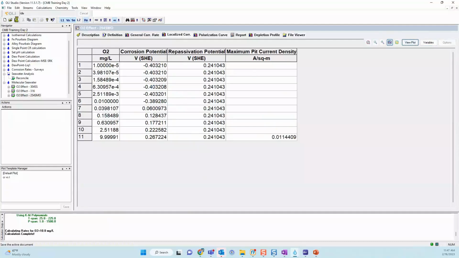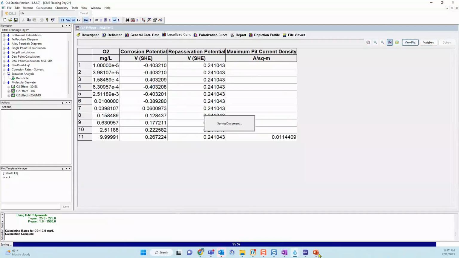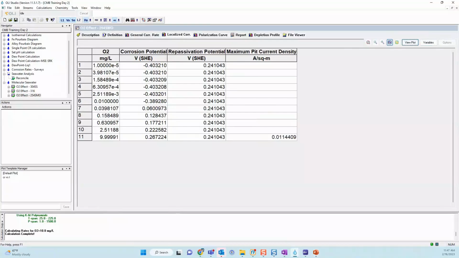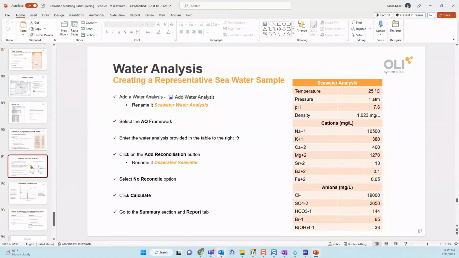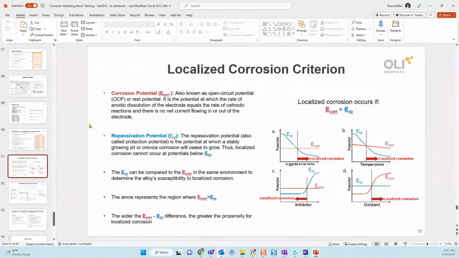And that's it. Let me see, what else do I have for this example? Any questions about this example? What we did and how we use the seawater analysis to recreate a sample, and that then you can use for further understanding what is the impact of dissolved oxygen.